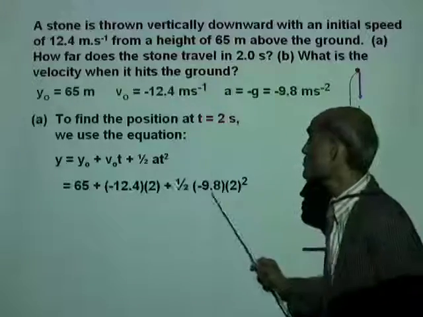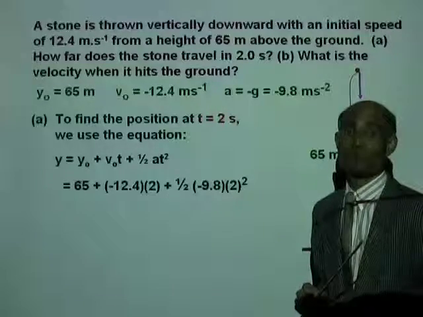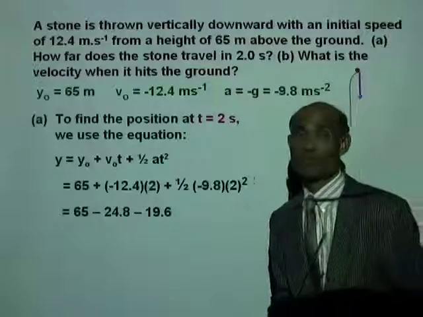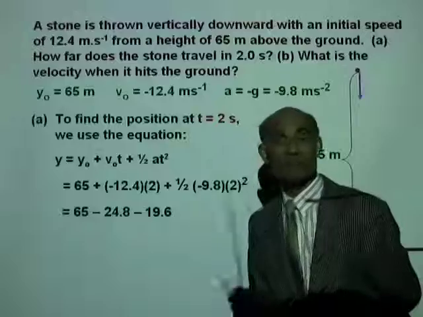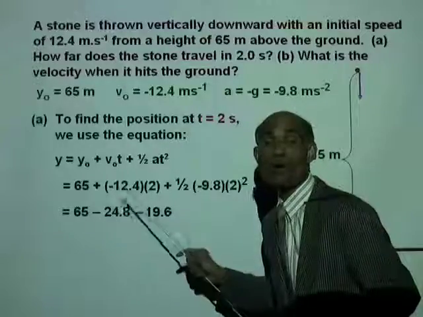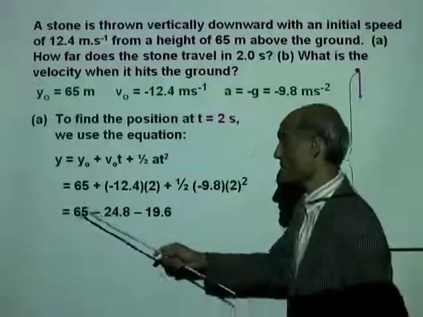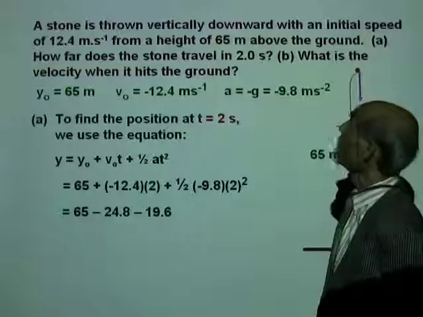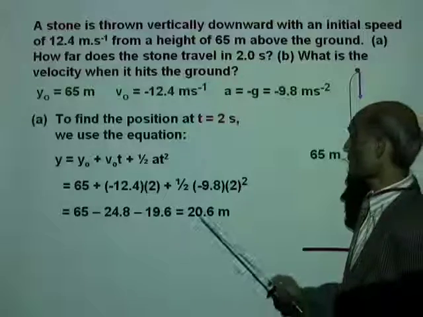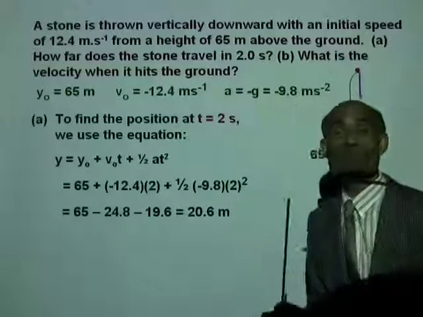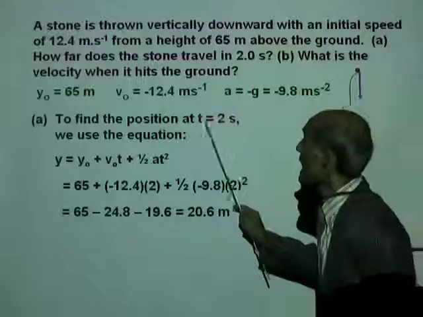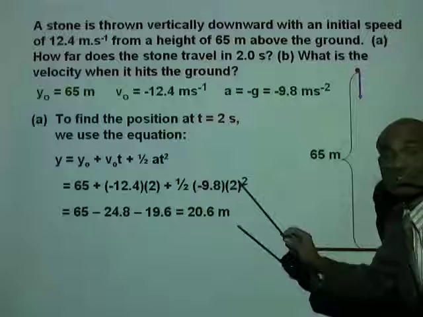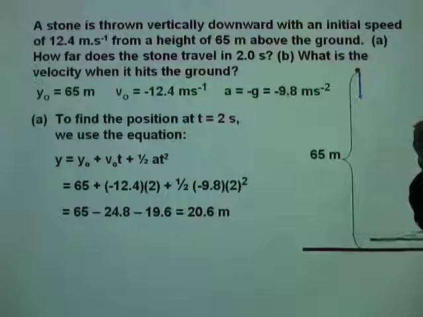Do that calculation on your own. Always check my calculation because I sometimes make mistakes, or maybe very, very often. So don't leave any calculation to me. Always do it on your own and check it. That will be 65 minus 24.8 minus 19.6. That is 20.6 meters. In other words, at the end of 2 seconds, the object is at y equal to 20.6.